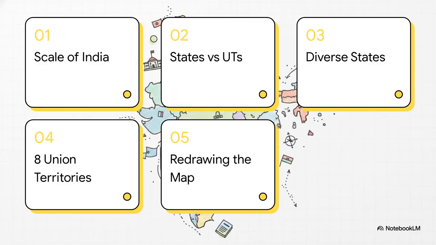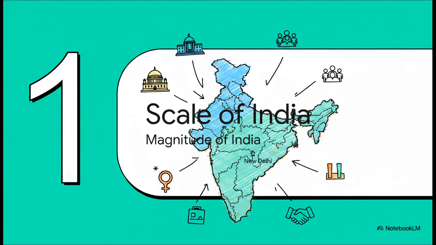Our agenda today covers the scale of India, states versus union territories, a look at India's incredibly diverse states, the 8 union territories, and finally, redrawing the map. We're going on a real macro to micro journey here. Section 1, the scale of India, understanding the magnitude of the subcontinent.